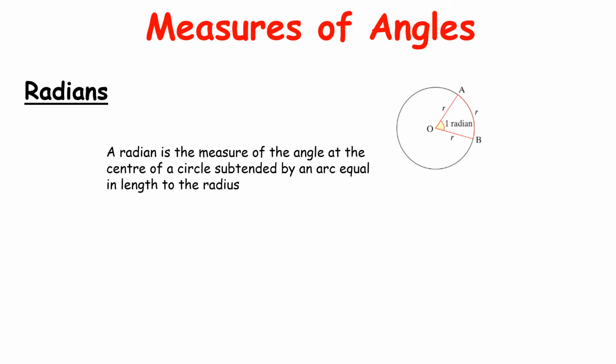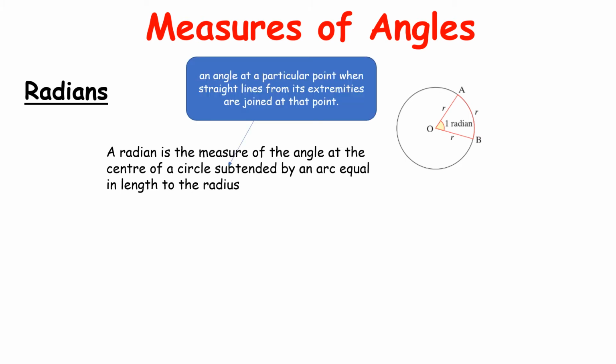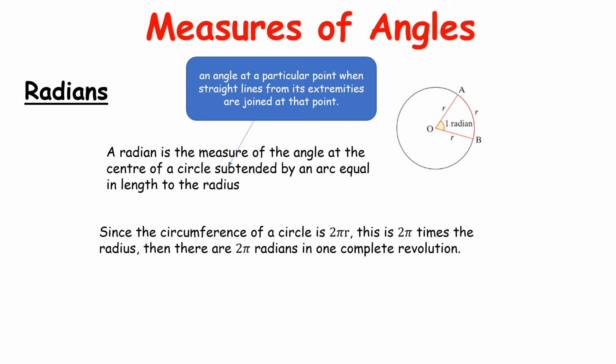So a radian is the measure of an angle at the center of a circle subtended by an arc equal to its length in radius. First of all, let me explain this word subtended. It's just a fancy word which means an angle at a particular point where straight lines from its extremities are joined at that point. So basically a radian is the measure of an angle at the center of the circle subtended by an arc. The lines are coming in from either end of that arc. If you look at that picture there, we have the radius r and the arc length r, and that's what creates our 1 radian.